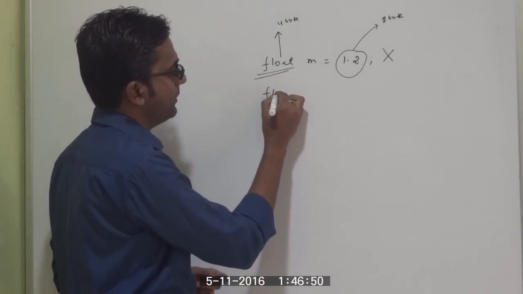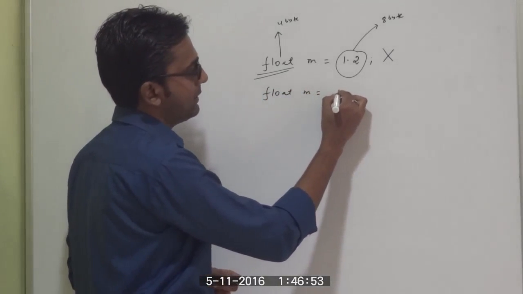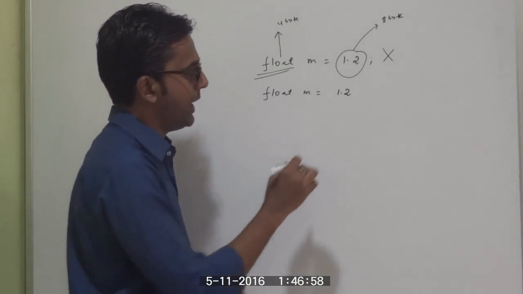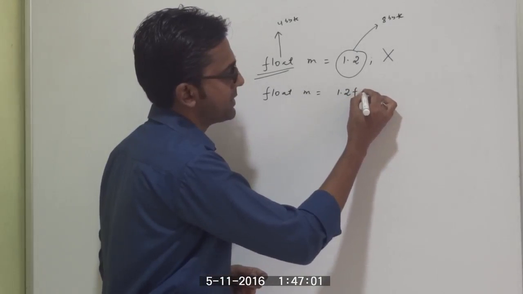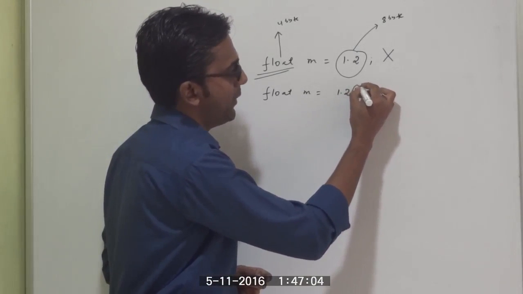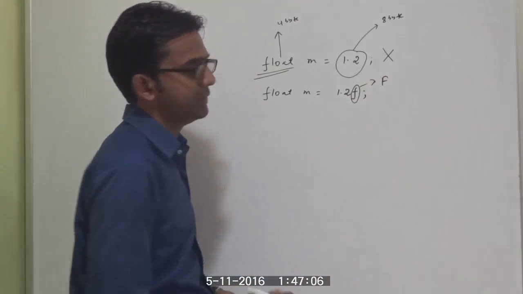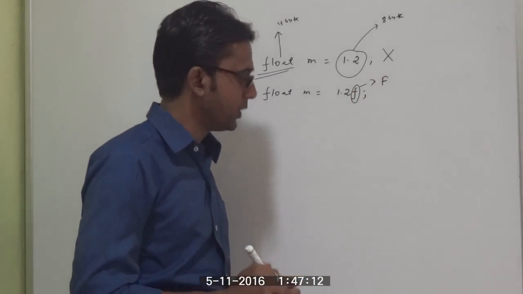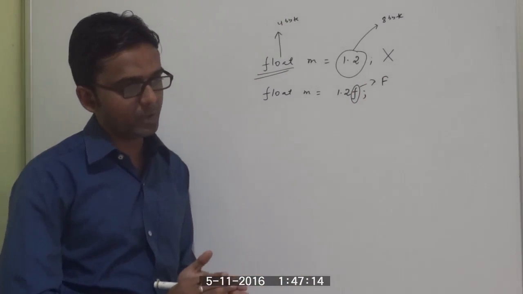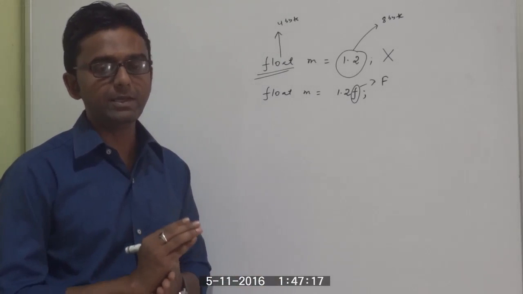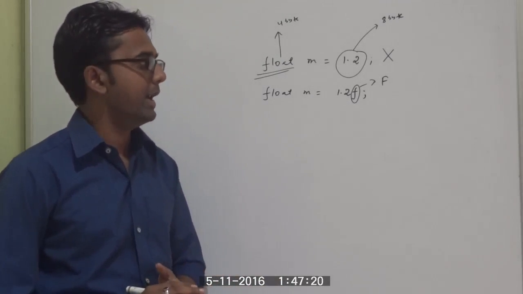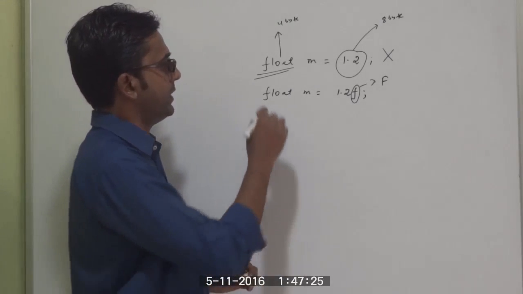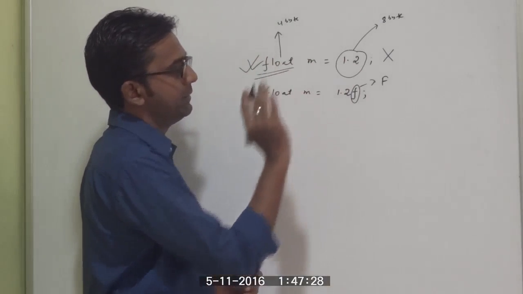To solve this problem, I need to specify that please treat this number not as a double number. Treat this number as a float number. To do that, we need to use the f suffix. This f can be in small letter or you can use capital letter also. There is no problem. Two important points to note down: in Java, any decimal number is always treated as an integer number and any fractional number is always treated as a double number. That's why if you are declaring the float variable like this, it will generate a compilation error.